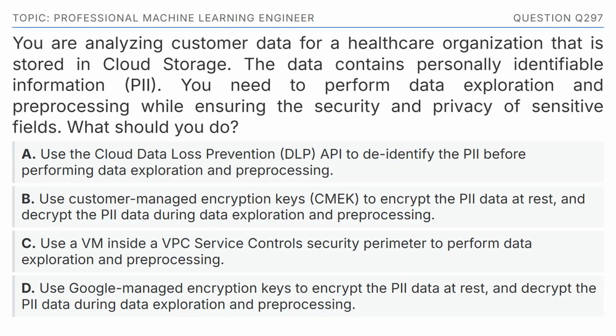Option B, use Customer Managed Encryption Keys (CMEK) to encrypt the PII data at rest and decrypt the PII data during data exploration and pre-processing. Option C, use a VM inside a VPC service controls security perimeter to perform data exploration and pre-processing. Option D, use Google Managed Encryption Keys to encrypt the PII data at rest and decrypt the PII data during data exploration and pre-processing.